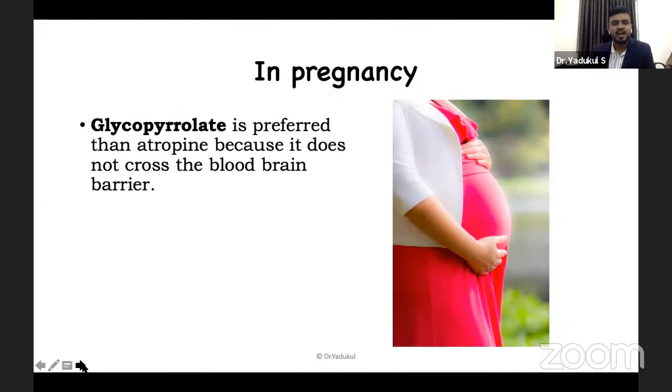The answer is glycopyrrolate. Glycopyrrolate is preferred over atropine because this drug doesn't cross the blood-brain barrier. So this is the drug of choice in case of pregnancy.